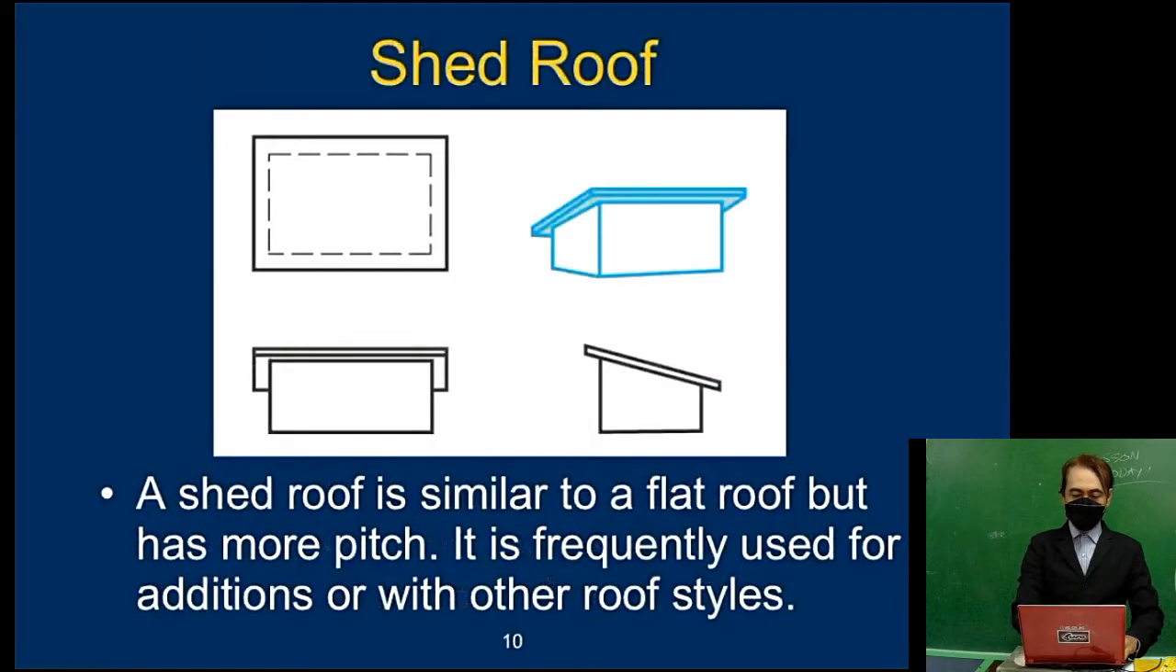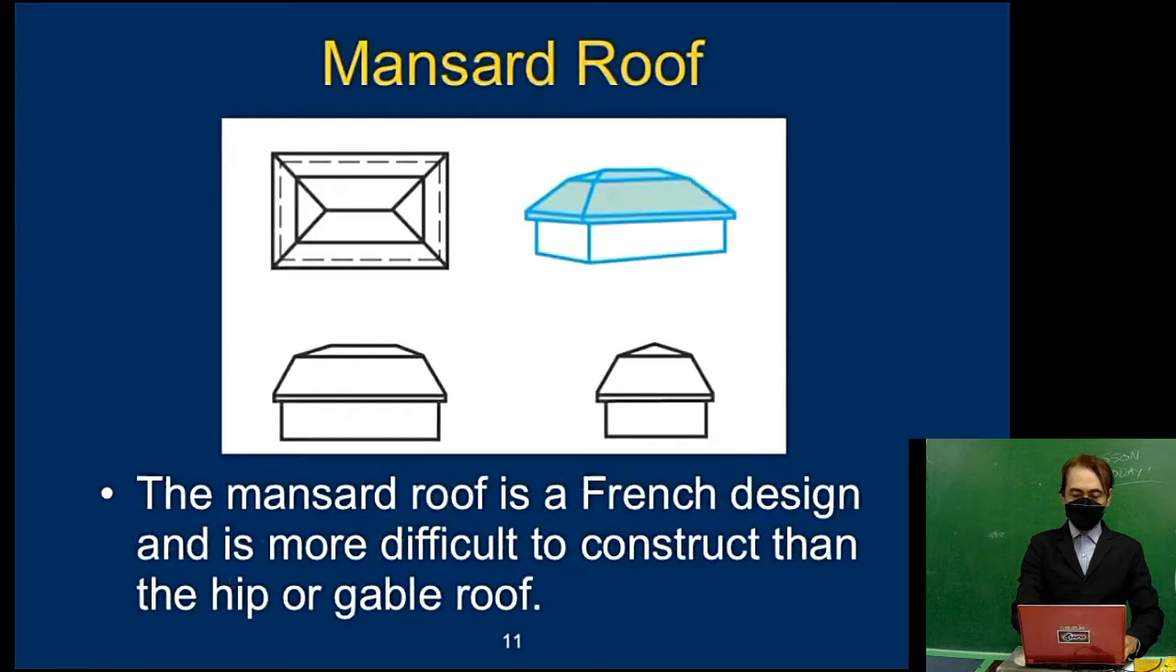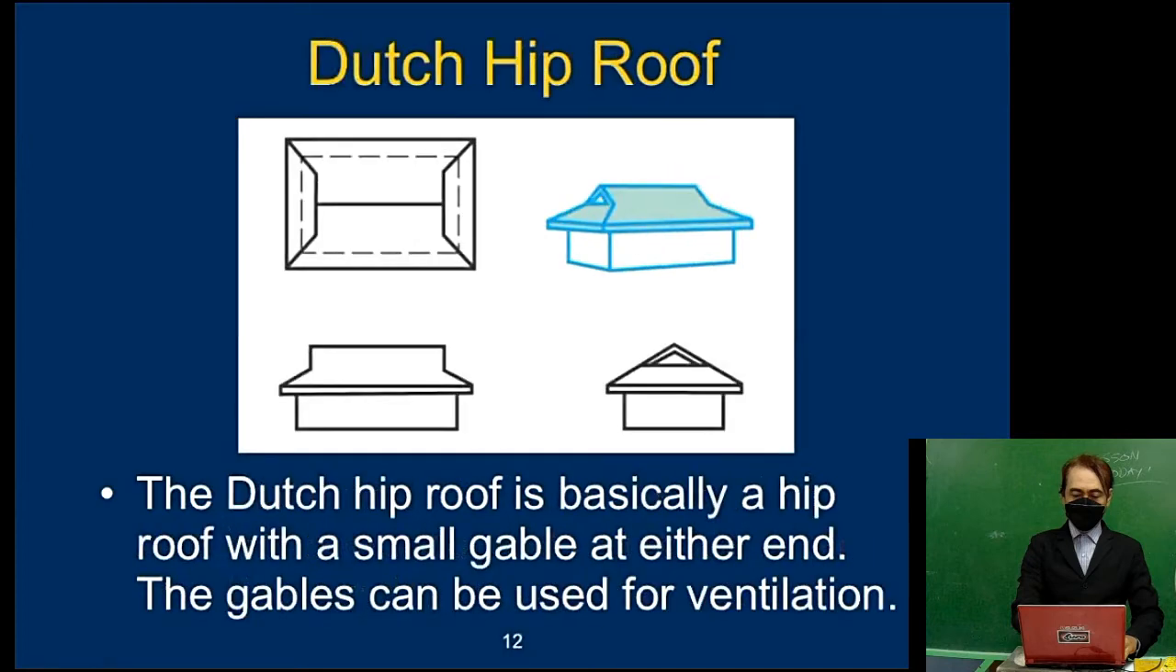Shed roof. A shed roof is similar to the flat roof but has more pitch. It is frequently used for additions or with other roof styles. Mansard roof. The mansard roof is a French design and is more difficult to construct than the hip or gable roof. Dutch hip roof. The Dutch hip roof is basically a hip roof with a small gable at either end.